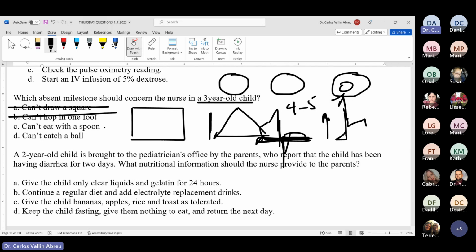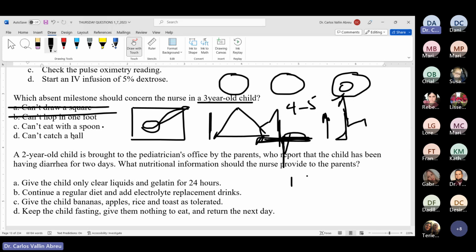Cannot eat with a spoon. Ooh, I think it's that one. It's a concern. Using a spoon is very basic, because my grandson, who is now visiting and just turned 1 year old yesterday, took my spoon when I was eating ice cream, and started eating my ice cream.